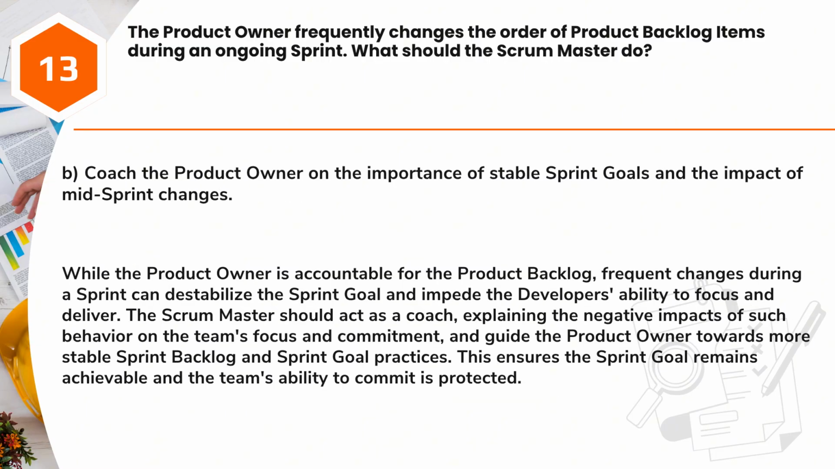Answer: B. Coach the product owner on the importance of stable sprint goals and the impact of mid-sprint changes. While the product owner is accountable for the product backlog, frequent changes during a sprint can destabilize the sprint goal and impede the developers' ability to focus and deliver. The Scrum Master should act as a coach, explaining the negative impacts of such behavior on the team's focus and commitment, and guide the product owner towards more stable sprint backlog and sprint goal practices. This ensures the sprint goal remains achievable and the team's ability to commit is protected.